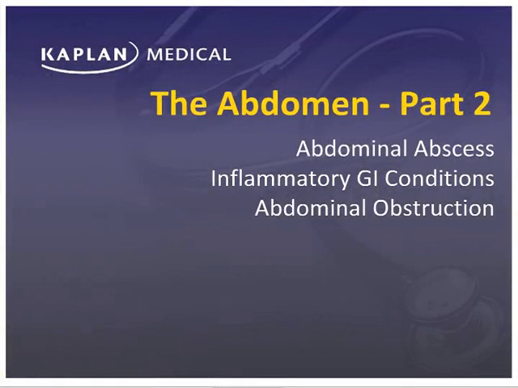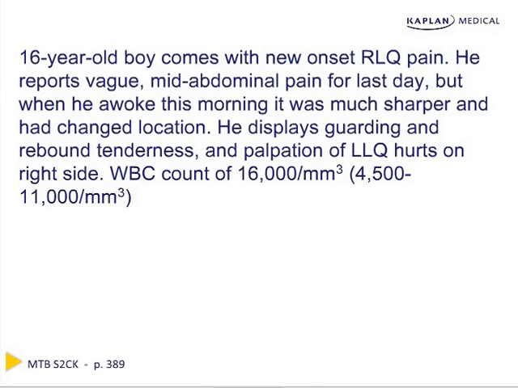We've already discussed some of the commonly tested conditions associated with the acute abdomen, and we will now continue on and finish this broad subject. First, let's tackle abdominal abscesses and then move on to inflammatory conditions of the GI tract, as well as bowel obstruction. Let's get started with another case.